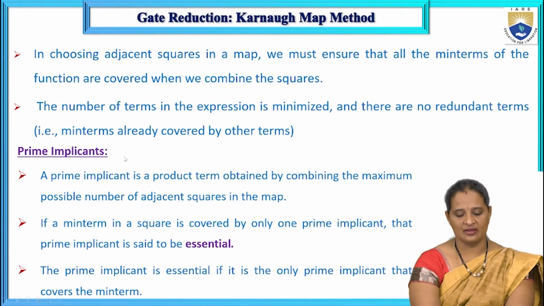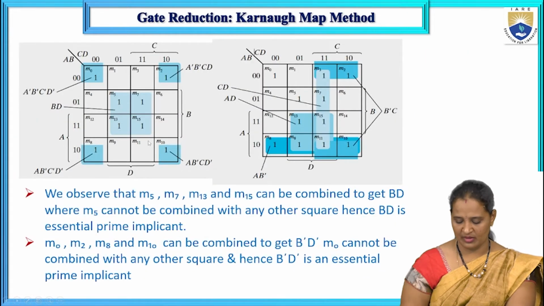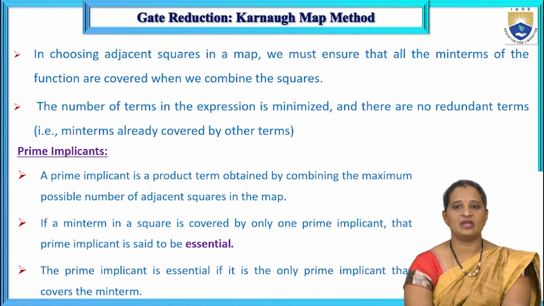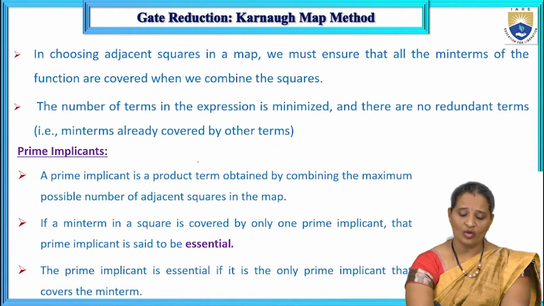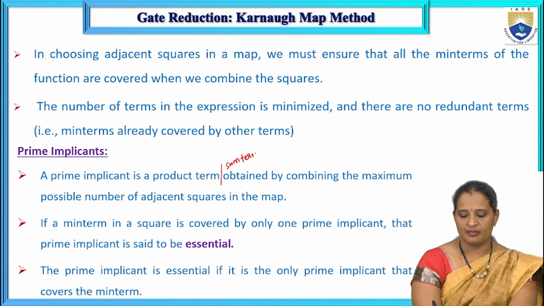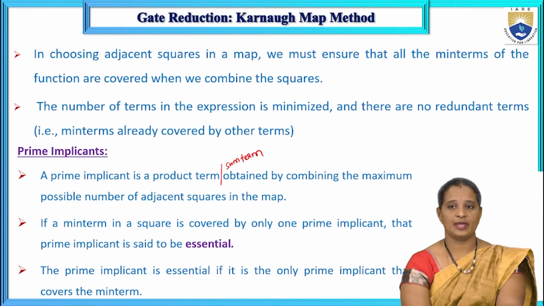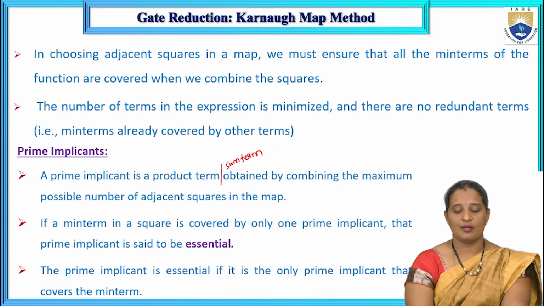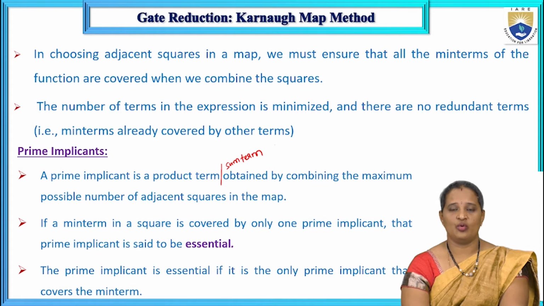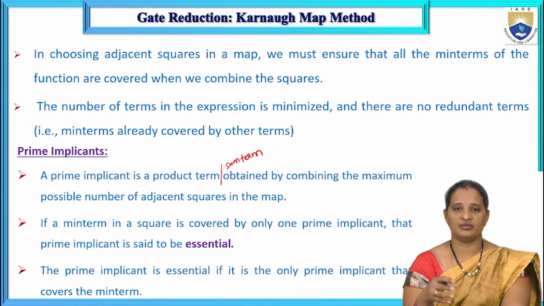Now let us see the prime implicants. What do you mean by prime implicant? What are the prime implicants? So the prime implicant is a product term, or we can also have a sum term, obtained by combining the maximum possible number of adjacent squares in the K-map. So after grouping, we are going to write the product term or sum term.